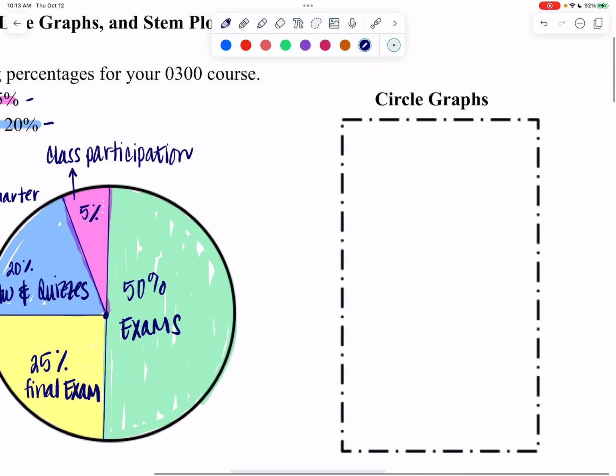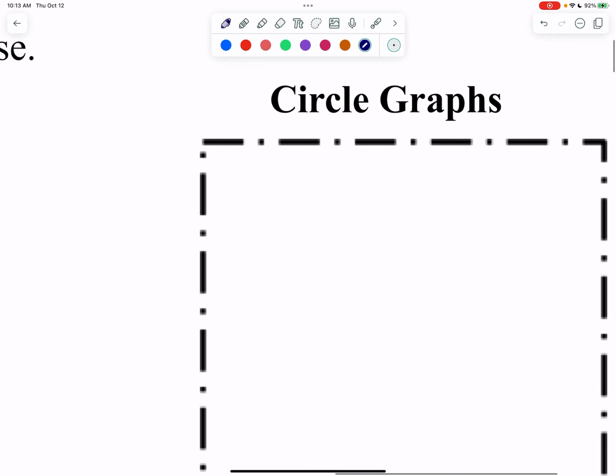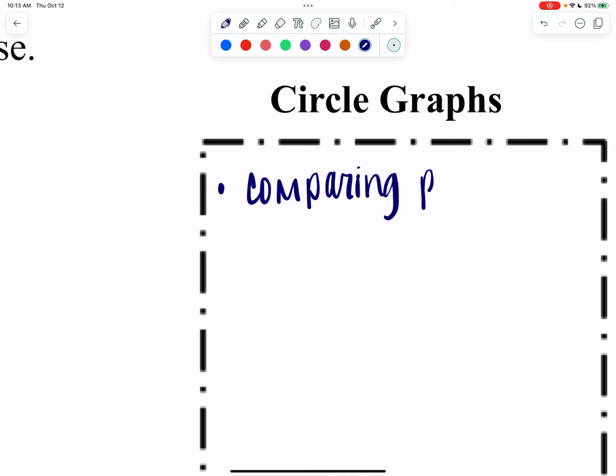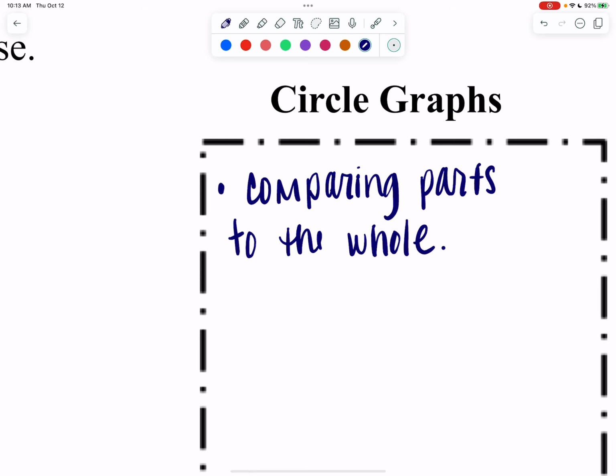Let's take a look at some of the properties. These things are really great for comparing parts to the whole. Wrong whole. Like I was just saying, it's great to get across the amount of impact or the actual size of a piece of your data that you want to relate to the whole piece.